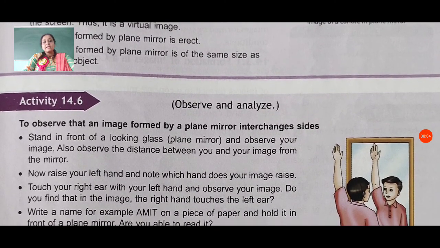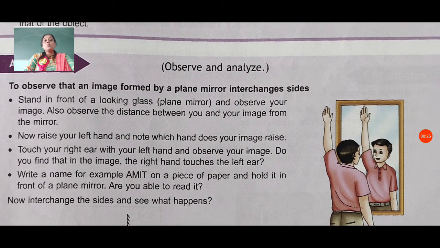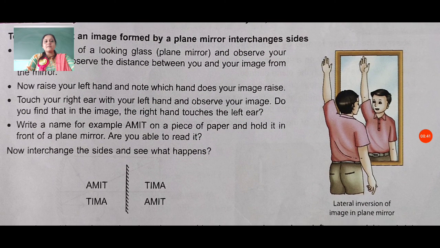Then we have another activity, 14.6, to observe that an image formed by a plane mirror interchanges sides. When we look in a plane mirror, the direction will change. This activity proves that. Stand in front of a looking glass, a plane mirror, which we always use, and observe your image. Also observe the distance between you and your image from the mirror. You can see it here in the figure.